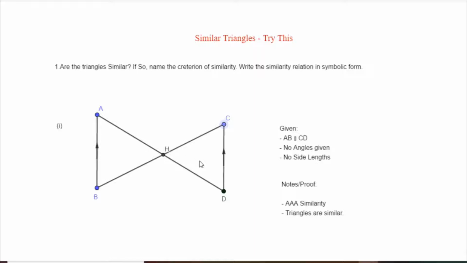Both the triangles are sharing the same set of angles. These triangles are similar. And the criteria can be called as AA similarity or AAA similarity. Means all corresponding angles in both the triangles are of same value.